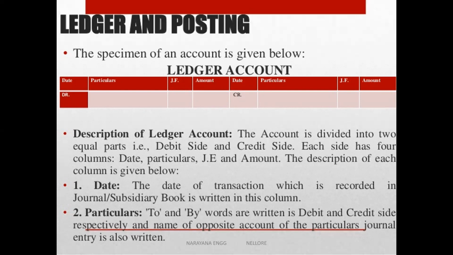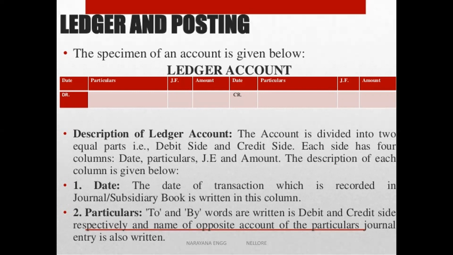The debit side and the credit side, both formats will be the same. In the debit side, you can see the format: date, particulars, journal folio, and amount. So there are four columns on the left hand side, and the same four columns on the right hand side. The first column is the date, so you mention the date there. The second one is particulars. You post the journal entry here as a ledger, under the particulars.